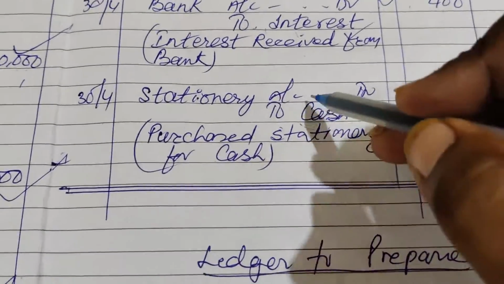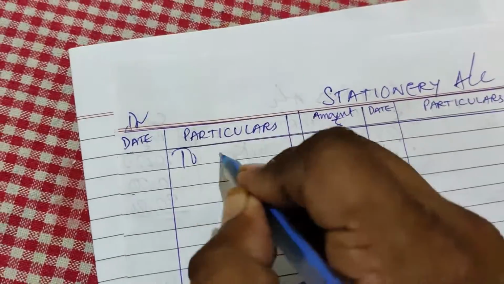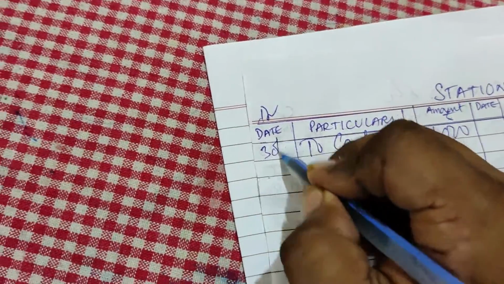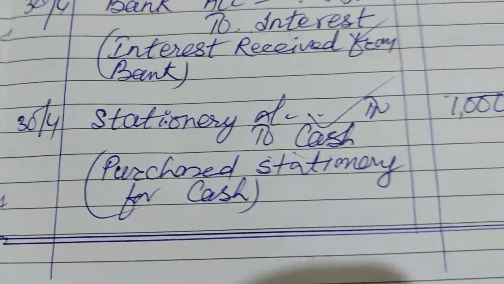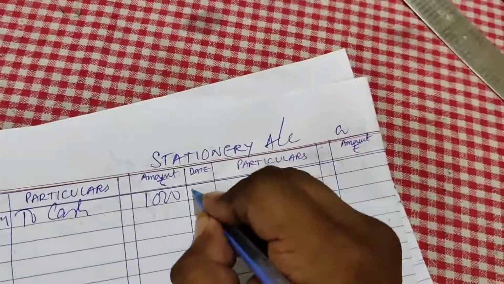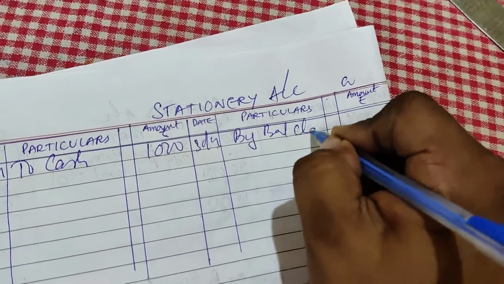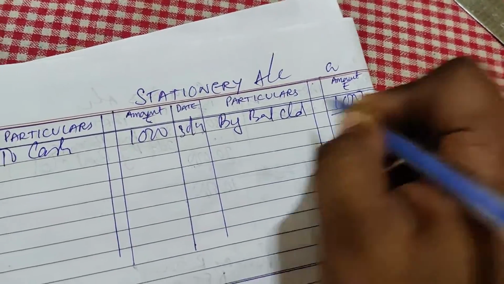Stationery account debited to cash. Now we will post it. Stationery account debited to cash, how much? 1,000 is debited. The date is 30 April, the last date. So here on 30 April, what will you write here? By balance carried down, how much? 1,000. The account is closed now.